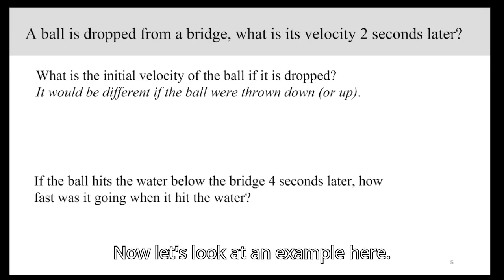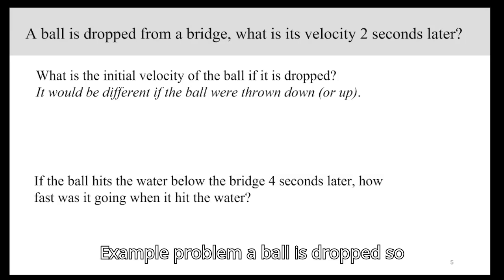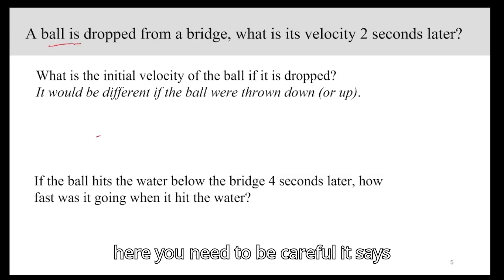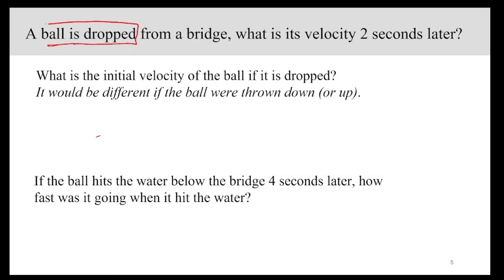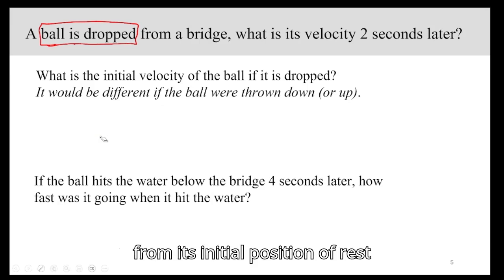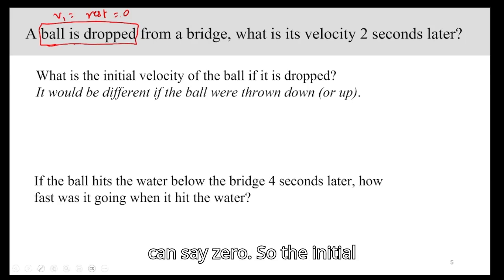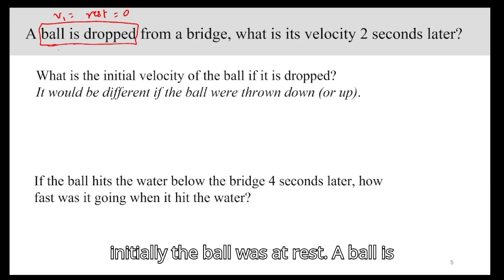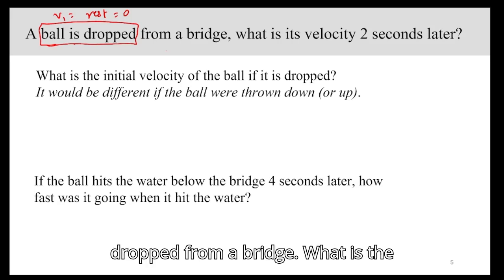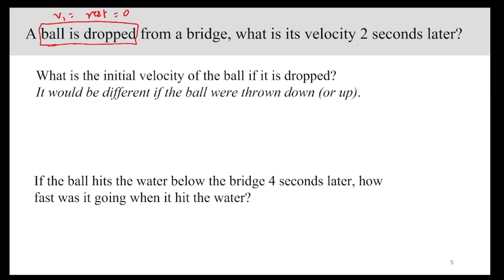Now let's look at an example here. Example problem: a ball is dropped. Here you need to be careful. It says dropped, that means it's dropping from its initial rest position. So v1 is equal to rest, or we can say 0. Initially the ball was at rest. A ball is dropped from a bridge. What is the velocity 2 seconds later?